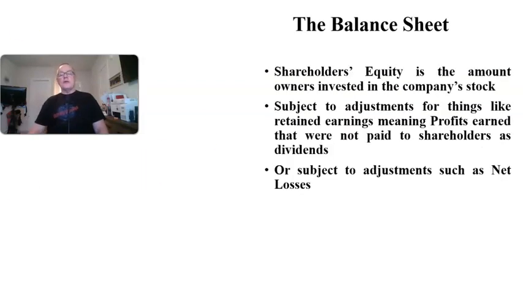And shareholders' equity is the amount that the owners have invested in the company when they purchased the stock of the company. Their initial investment is subject to adjustments for things like retained earnings, which represents profits that the company has made over the years that were not distributed to the stockholders, the shareholders, in the form of dividends. And of course, there are other adjustments to retained earnings. Perhaps the company has lost money and that would reduce retained earnings.